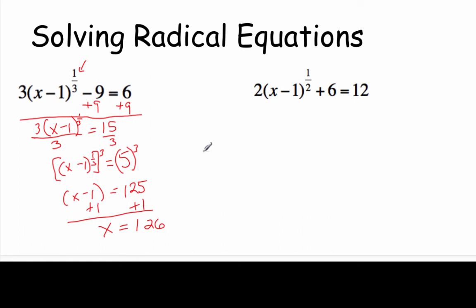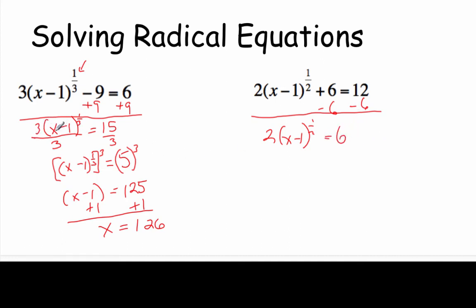So the exact same type of problem, we're just going to move over here. So then what would my first step be? Alright, so I want to isolate this. So my first step, I've got to subtract 6 from both sides. So I get 2 times x minus 1, and that's to the 1/2 power this time, is equal to 6.